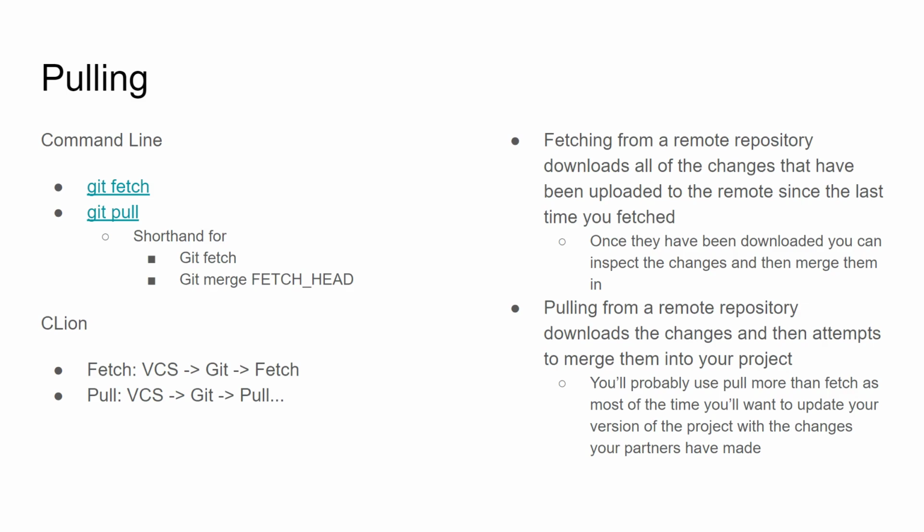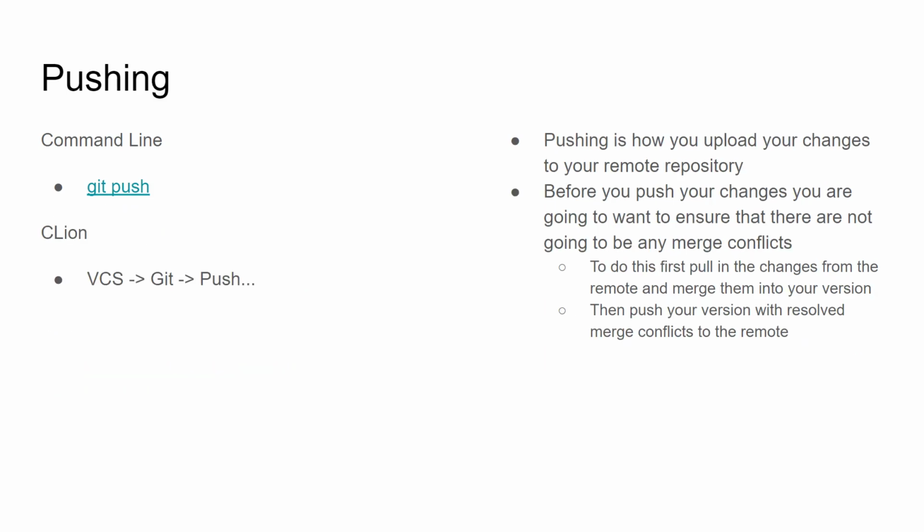Again, fetching will get down all the changes since the last time you fetched. Once those changes have been brought down, you can inspect them and merge them into your project as you want to. Pulling, though, is probably something you're more likely to do, which will download the changes and then attempt to integrate them into your project. When you're pushing, it's git push or version control, git push, just how you saw. It'll push your changes up there.